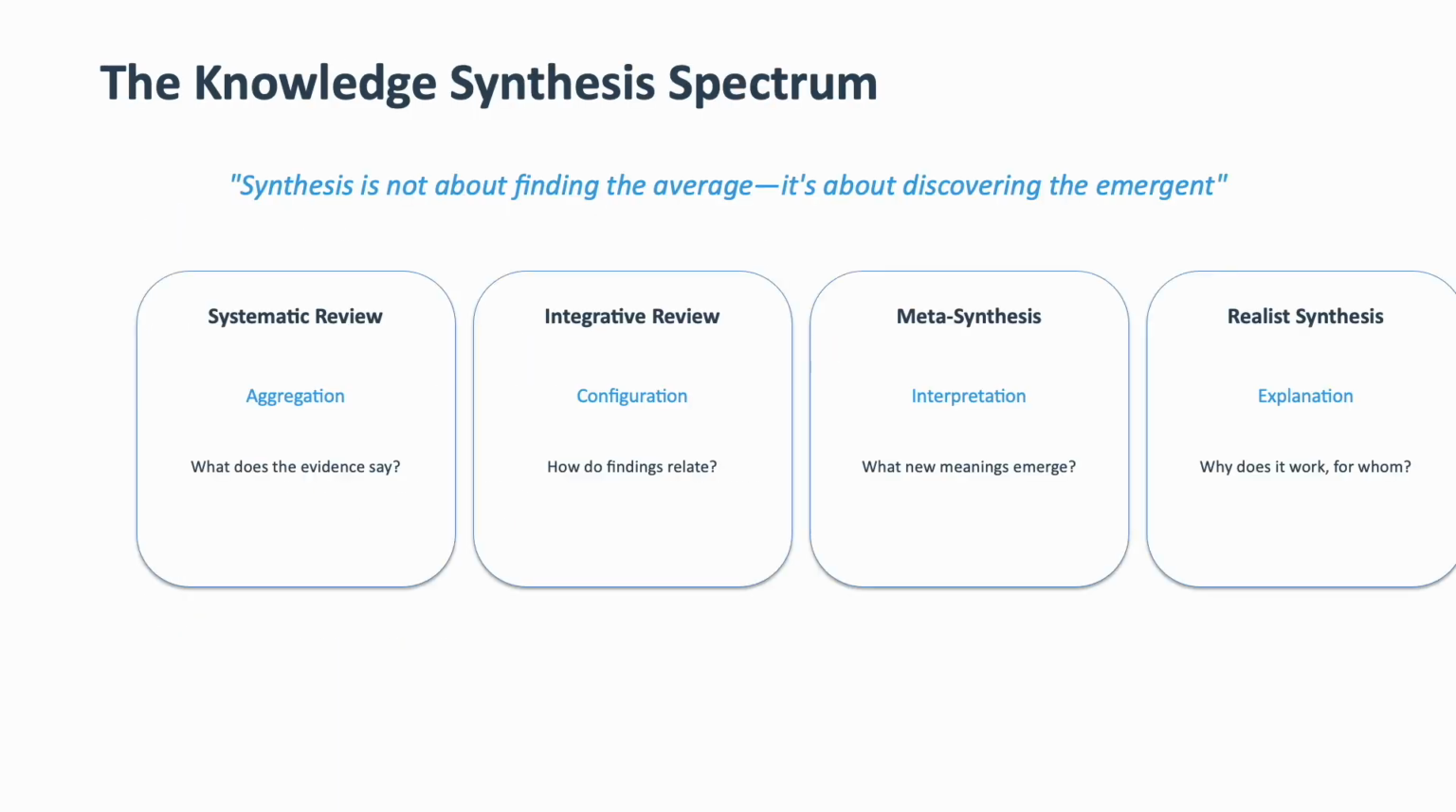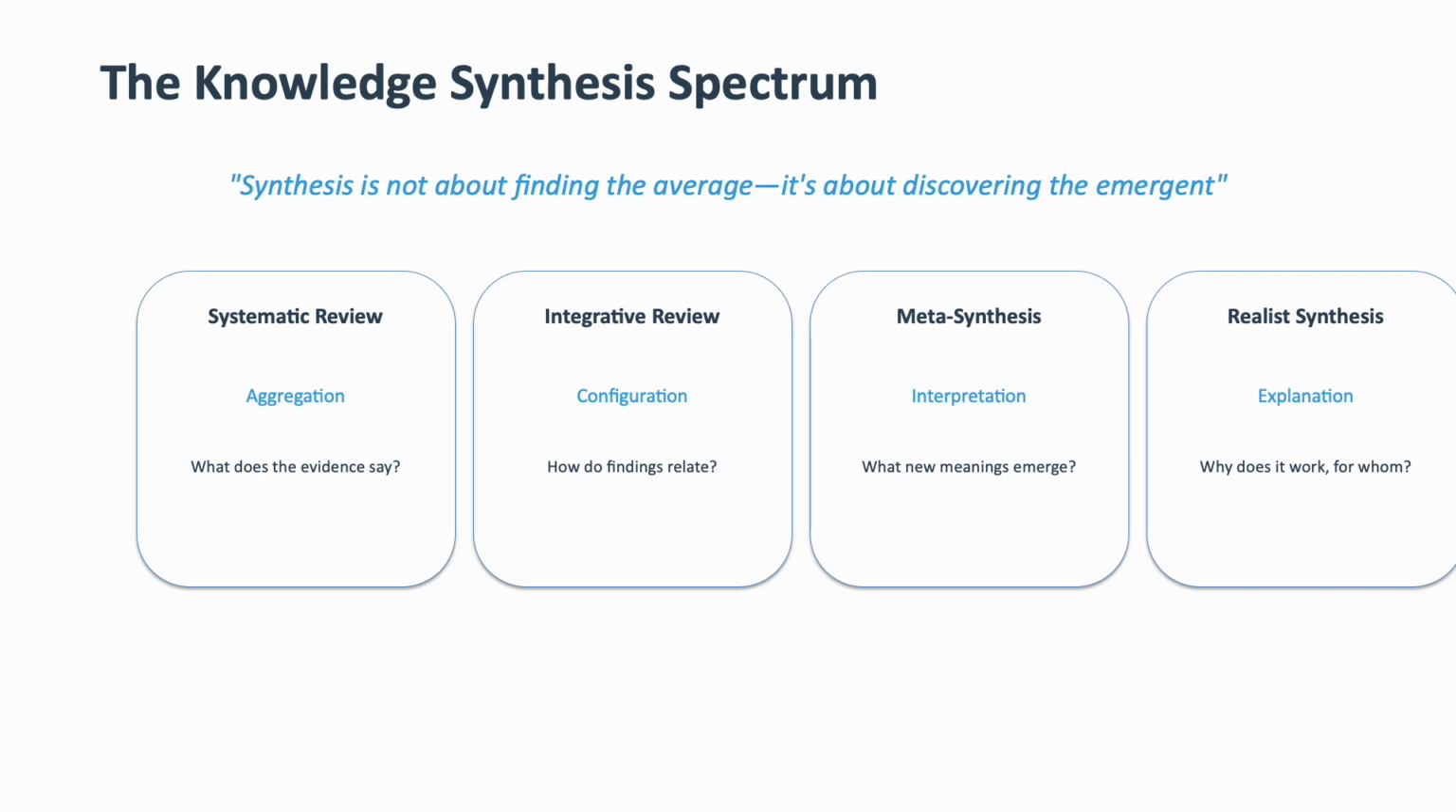Remember, synthesis isn't about finding the average. It's about discovering what emerges when different perspectives collide and combine. We have 4 main approaches. Systematic review asks, what does the evidence say? Through aggregation. Integrative review asks, how do findings relate? Through configuration. Metasynthesis asks, what new meanings emerge? Through interpretation. And realist synthesis asks, why does it work?